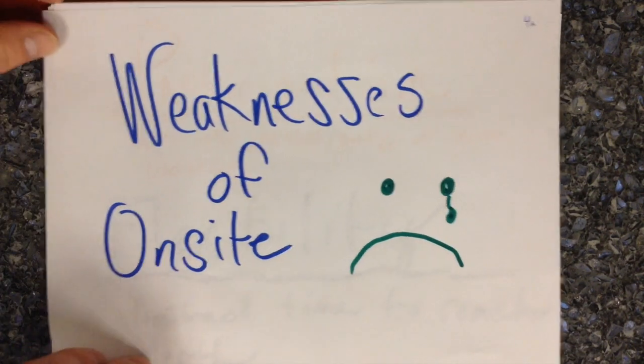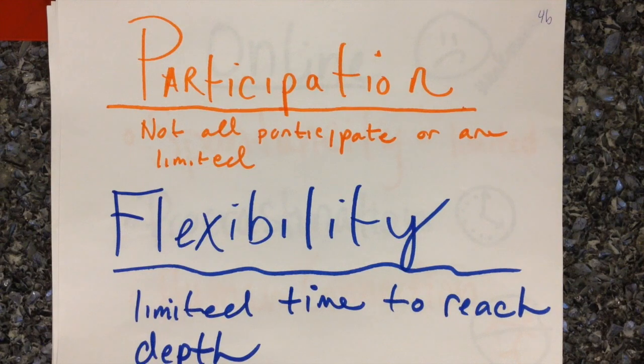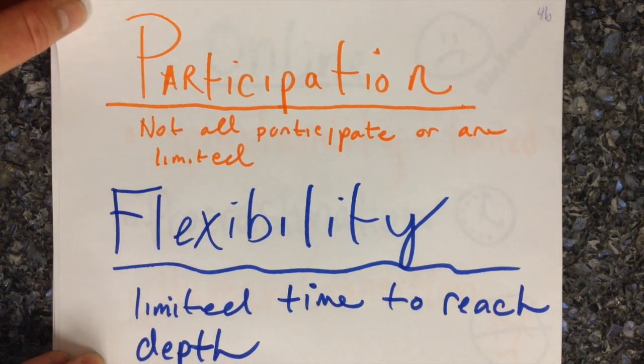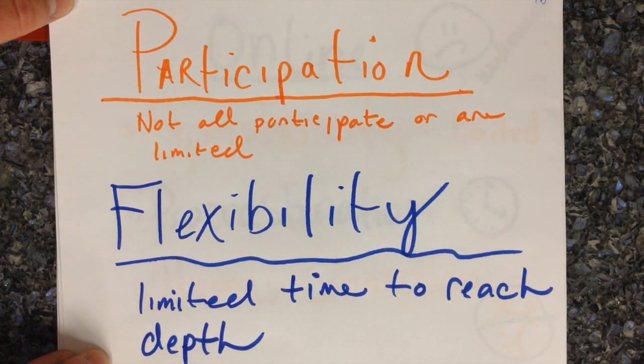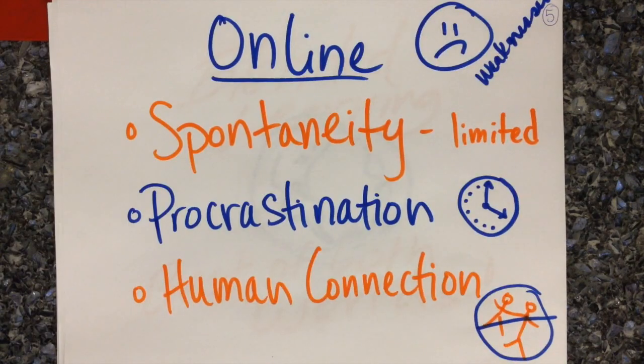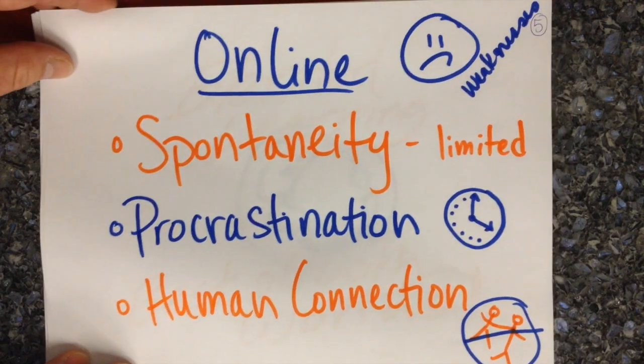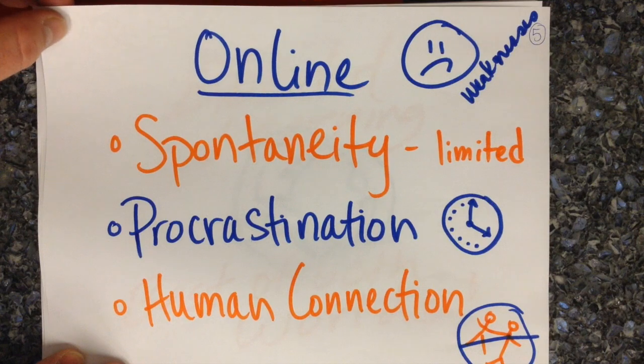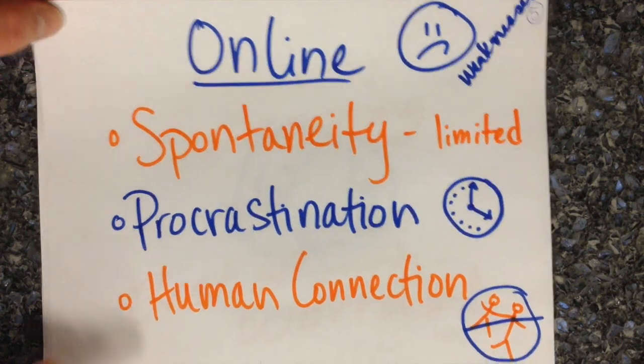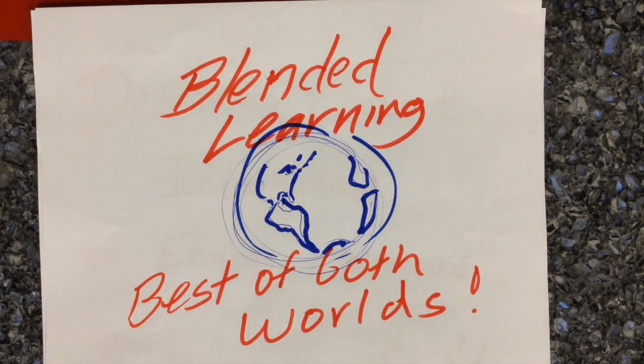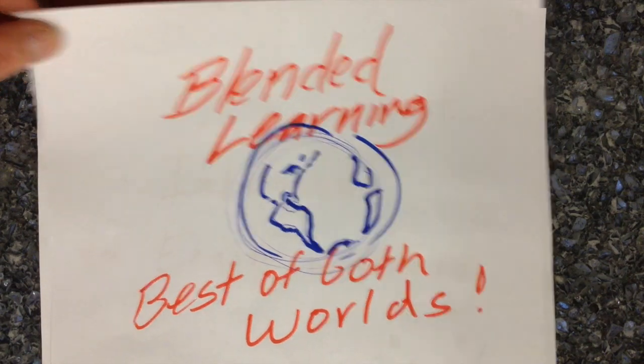Weaknesses of on-site learning. Participation, not all participate in large classes. Flexibility and limited time to reach depth. Weaknesses of online learning, limited spontaneity, procrastination, and a lack of human connection. Blended learning is the best of both worlds.